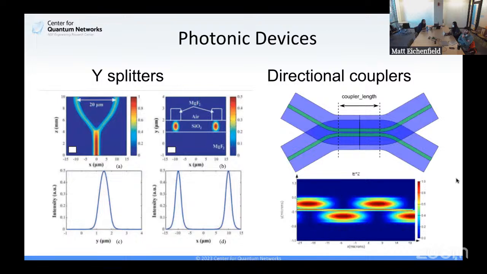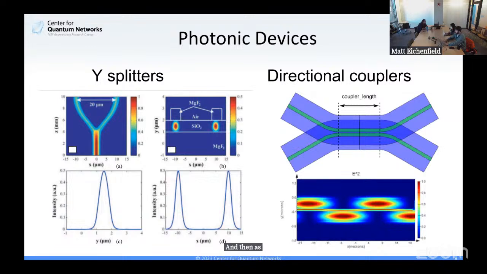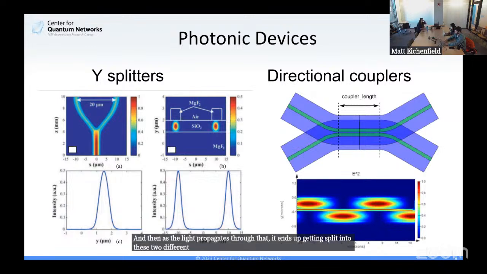Next, we'll very quickly go through some important photonic devices that I think we'll talk about. The first one is a simple Y splitter. So at the bottom here, we have our regular waveguide. And then as the light propagates through that, it ends up getting split into these two different arms. So that's a way to effectively move your power across your chip, redirect it to different places.